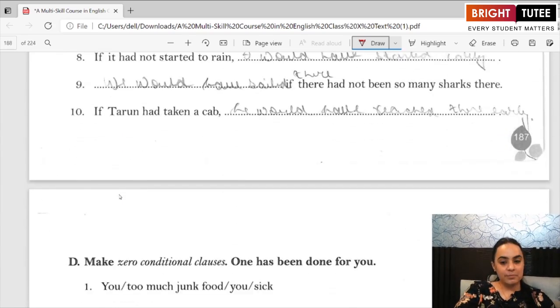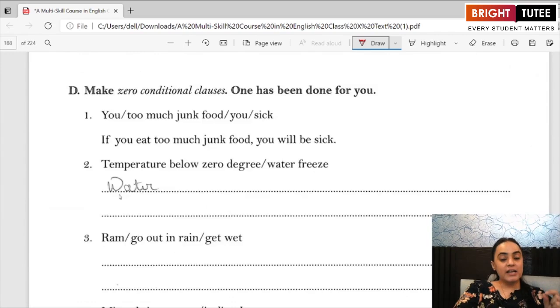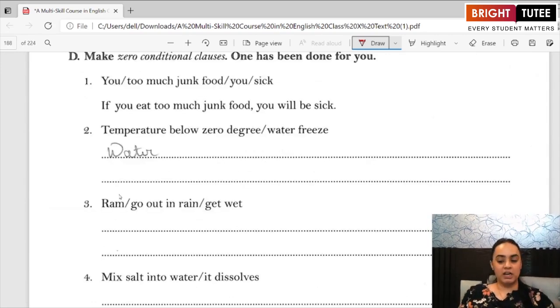So you see, my dear students, just the structure is to be learned by you, and it is going to be extremely easy to complete the sentences thereon. The next exercise is you have to make zero conditionals. The first one is done. You eat too much junk food, you get sick. So if you eat too much junk food, you will be sick. This is a general scientific truth. You cannot deny that. Temperature below 0 degrees, water freezes.